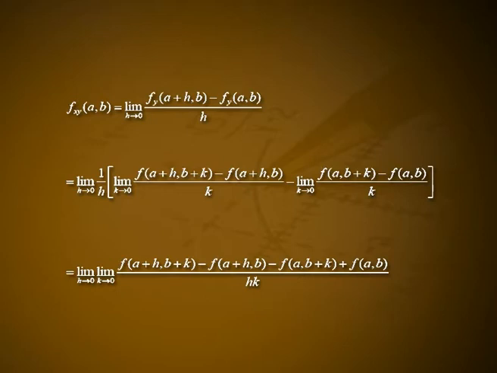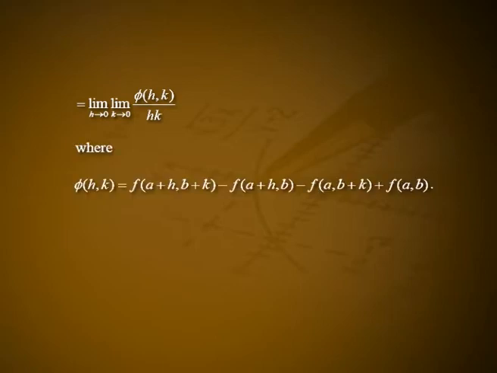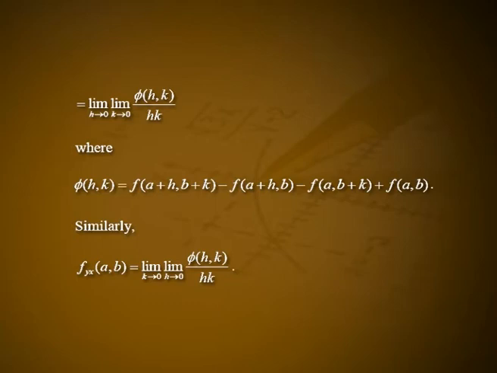which is equal to the limit as h tends to 0, limit as k tends to 0, of [f(a+h, b+k) − f(a+h, b) − f(a, b+k) + f(a,b)] divided by hk, which is equal to the limit h tends to 0, limit k tends to 0 of φ(h,k) divided by hk, where φ(h,k) is equal to f(a+h, b+k) − f(a+h, b) − f(a, b+k) + f(a,b). Similarly, fyx at (a,b) is equal to the limit k tends to 0, limit h tends to 0 of φ(h,k) divided by hk.